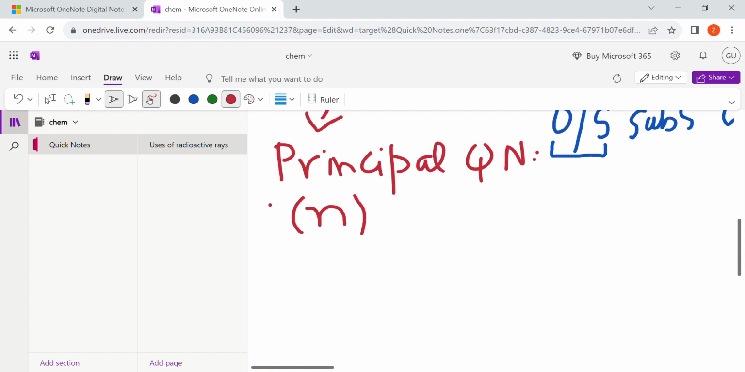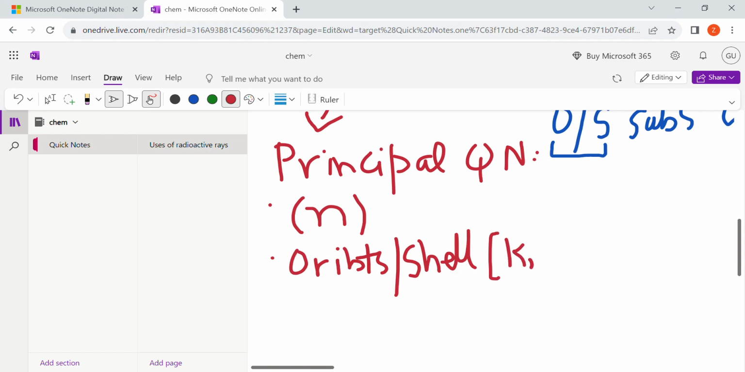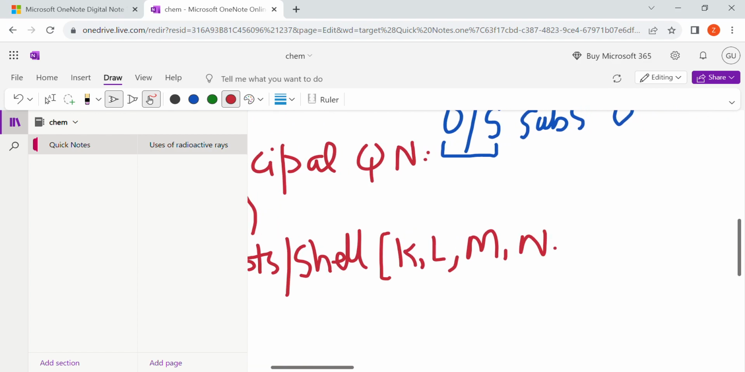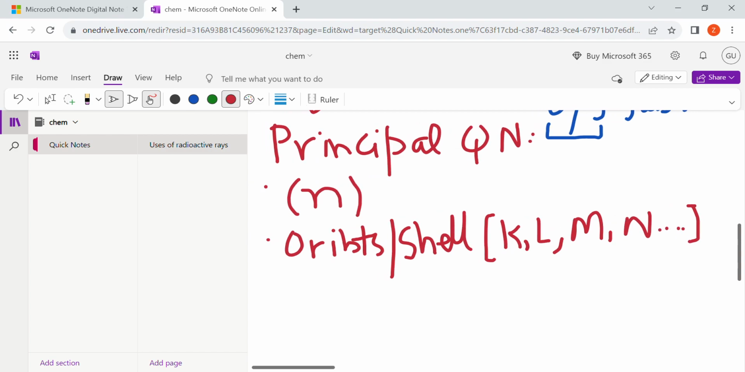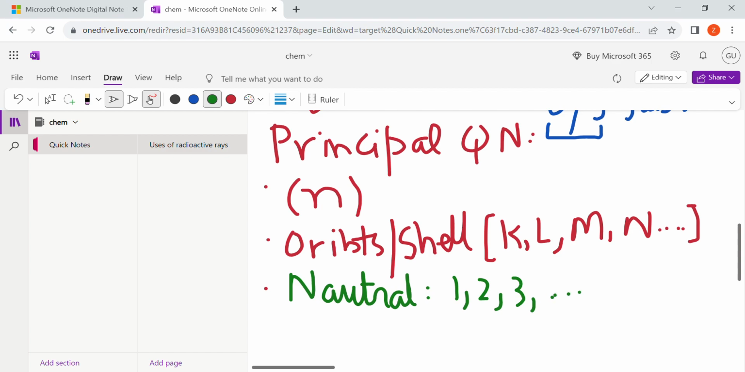Orbits and shell आप बोल लो. For example we have K, L, M, and so on. These all are orbits. These orbit numbers, इनके जो numbers होते हैं हमारे पास, that starts from natural numbers. We know that natural numbers start from 1, 2, 3 and so on.